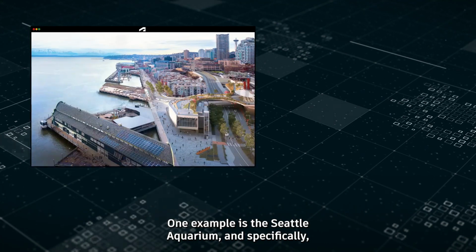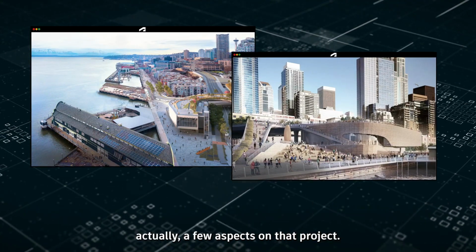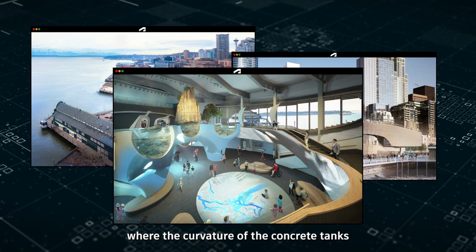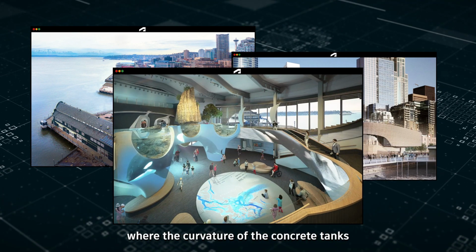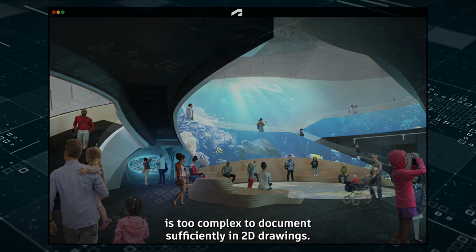One example is the Seattle Aquarium, and specifically a few aspects on that project. There's the Coral Canyon tanks, where the curvature of the concrete tanks is too complex to document sufficiently in 2D drawings.